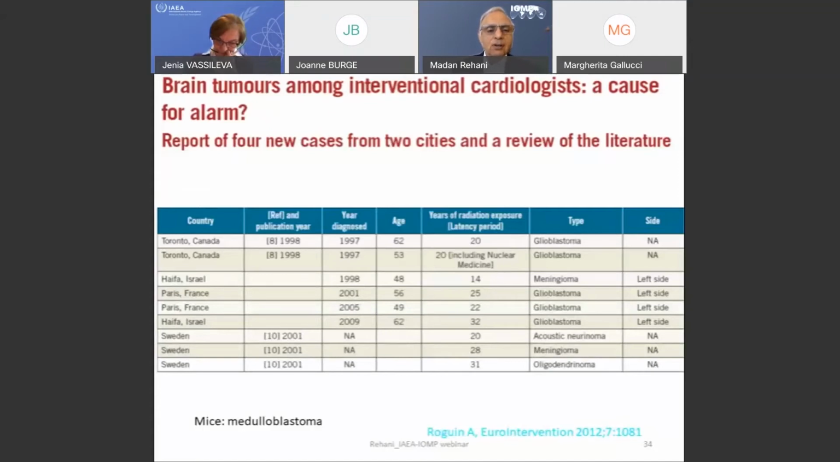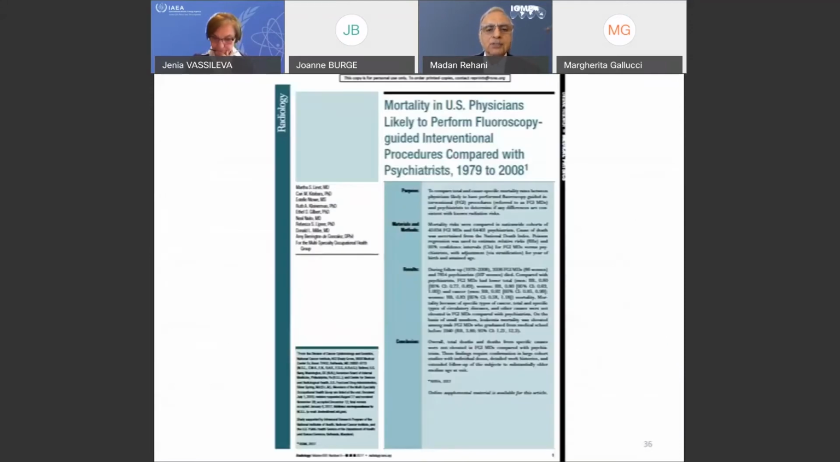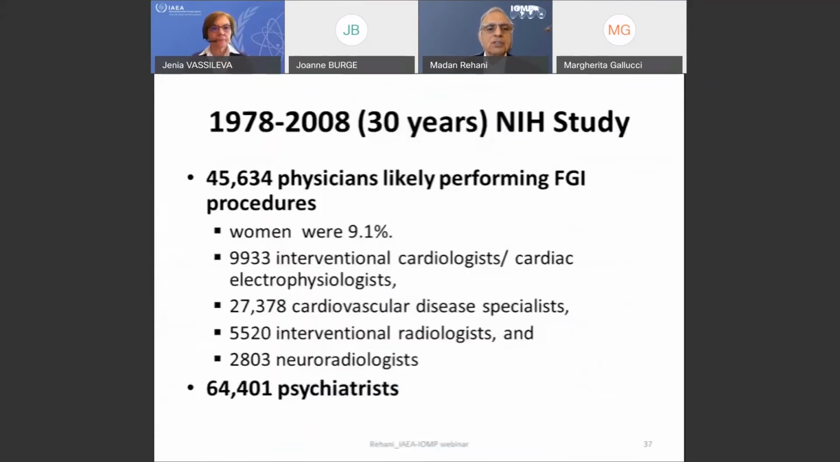When all these reports were appearing, obviously it will lead to fear. That is very natural to happen. And see further reports. If one surveys these reports, there were quite a few between 2010 and 2013 or 14. It was at that time that NIH took up this study and published in Radiology, in which they surveyed data of 30 years. They took more than 45,000 physicians who were performing fluoroscopy guided procedures.